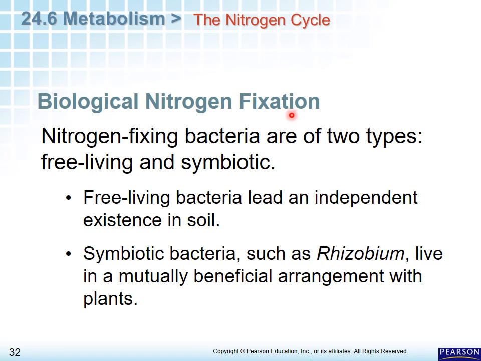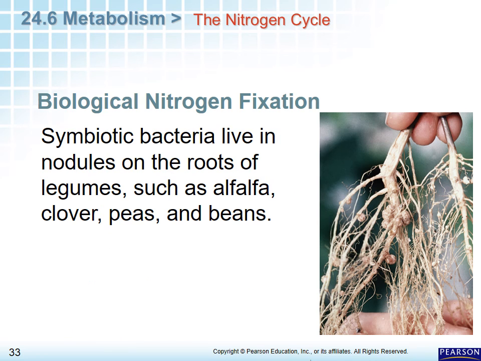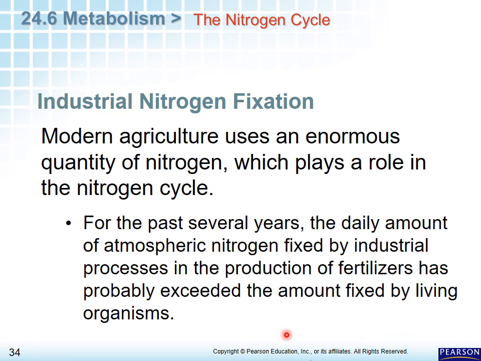Now, biological nitrogen fixation. Nitrogen fixing bacteria are of two types, free living and symbiotic. Free living bacteria lead an independent existence in the soil. Symbiotic bacteria such as rhizobium live in a mutually beneficial arrangement with the plant. Okay, you can see the symbiotic bacteria live in the nodules of the roots of legumes such as alfalfa, clover, pea and bean plants. Okay, here in the nodules.